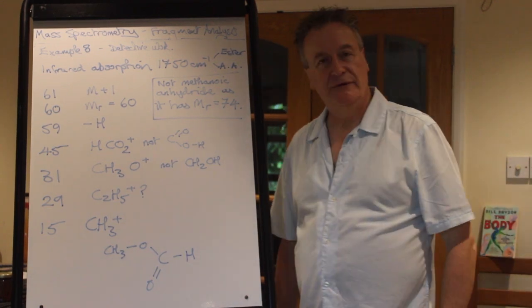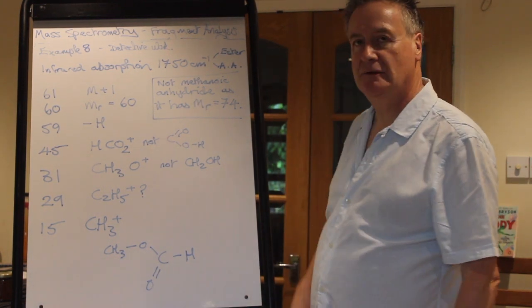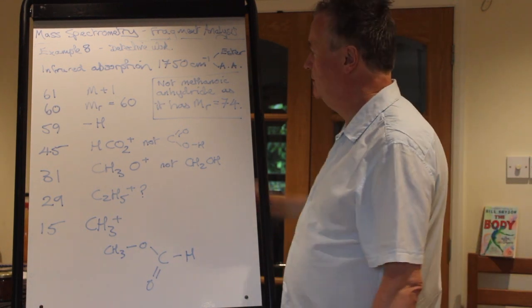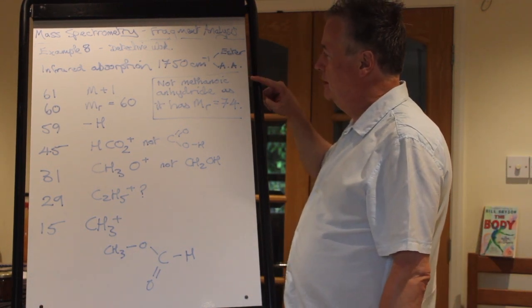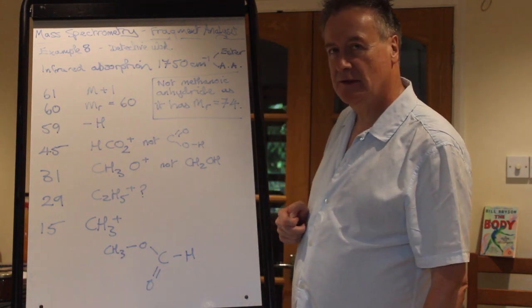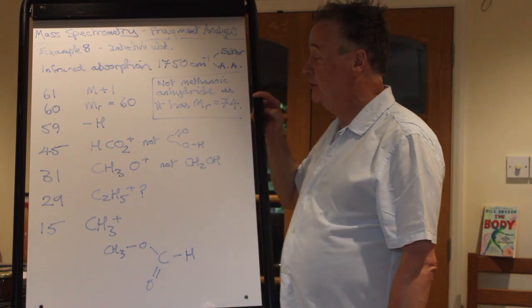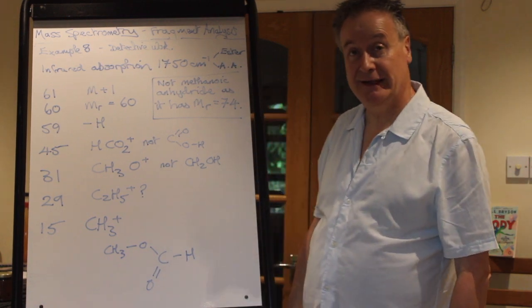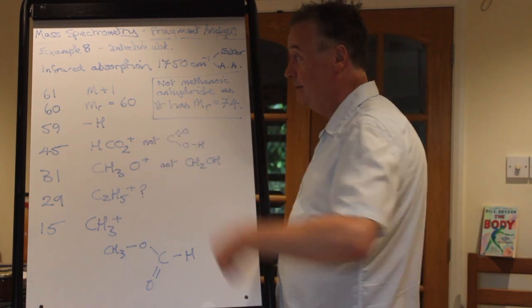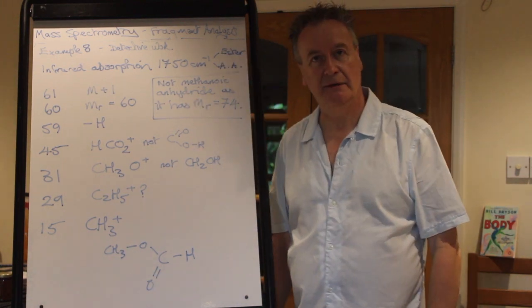The 1750 absorption indicates ester or acid anhydride. I hope you saw that in the data booklet. The smallest acid anhydride, and this is the tricky bit because if you don't know what they are it's a bit difficult, has a formula mass of 74, that's methanoic anhydride. So it can't be this substance because the molecular mass is 60. So that means it has to, by default, be an ester.